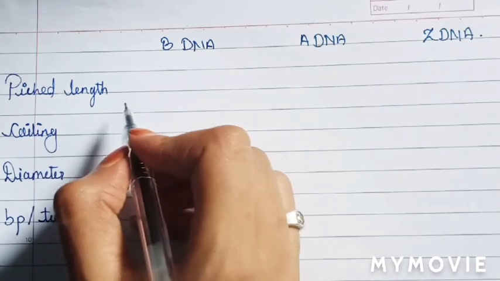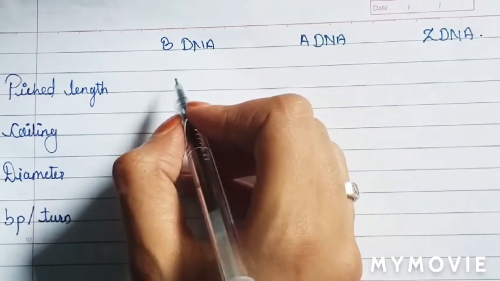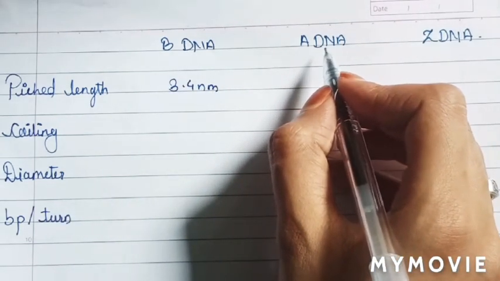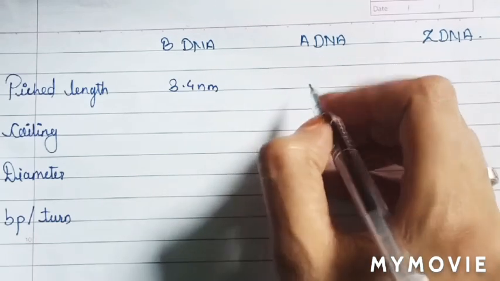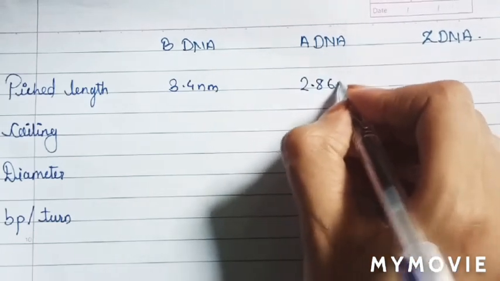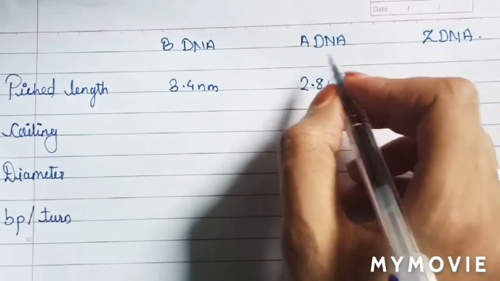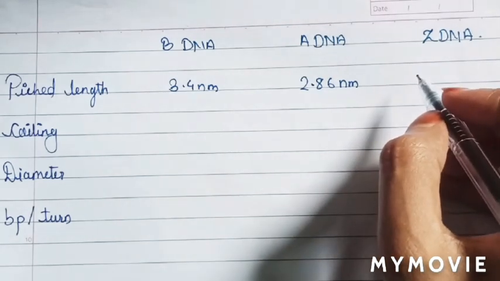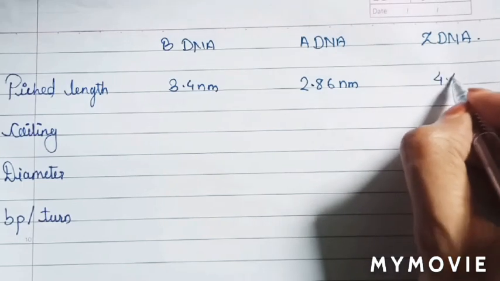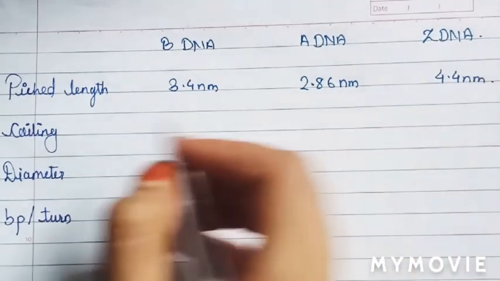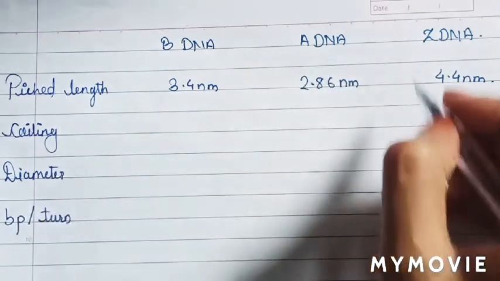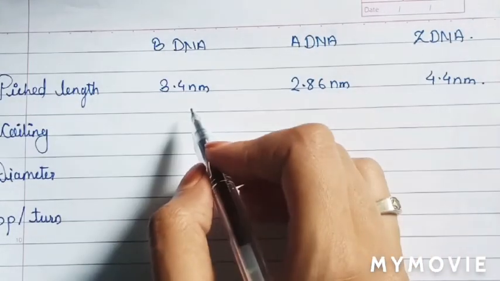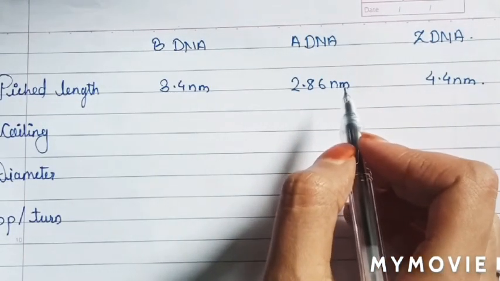Now we know the pitch length of B-DNA is 3.4 nanometer. If we talk about A-DNA, the pitch length of this DNA is 2.86 nanometer. This is a broad DNA. And if we talk about Z-DNA, it is 4.4 nanometer. Pitch length means the length between two successive major grooves or two successive minor grooves.